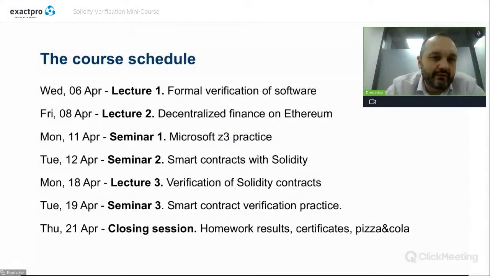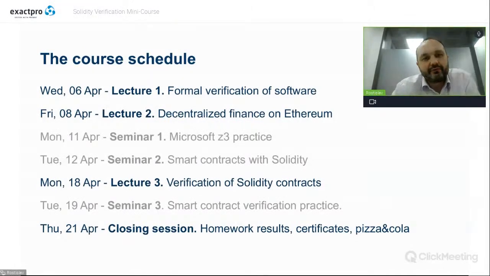Okay, and this is the plan of our course. So you see, we have in mind to organize 7 events. Out of them, 3 are lectures. The first will be today. It's on formal verification. The second will be the day after tomorrow, on Friday, and it will be focused on blockchain, on Ethereum, on decentralized finance. And the third, final lecture, will be in a week on Monday, 18th of April. At this lecture, we'll combine all the knowledge we'll have by that time, combine the ideas of verification with the knowledge of Solidity and blockchain to see how these methods and techniques work for particular applications.